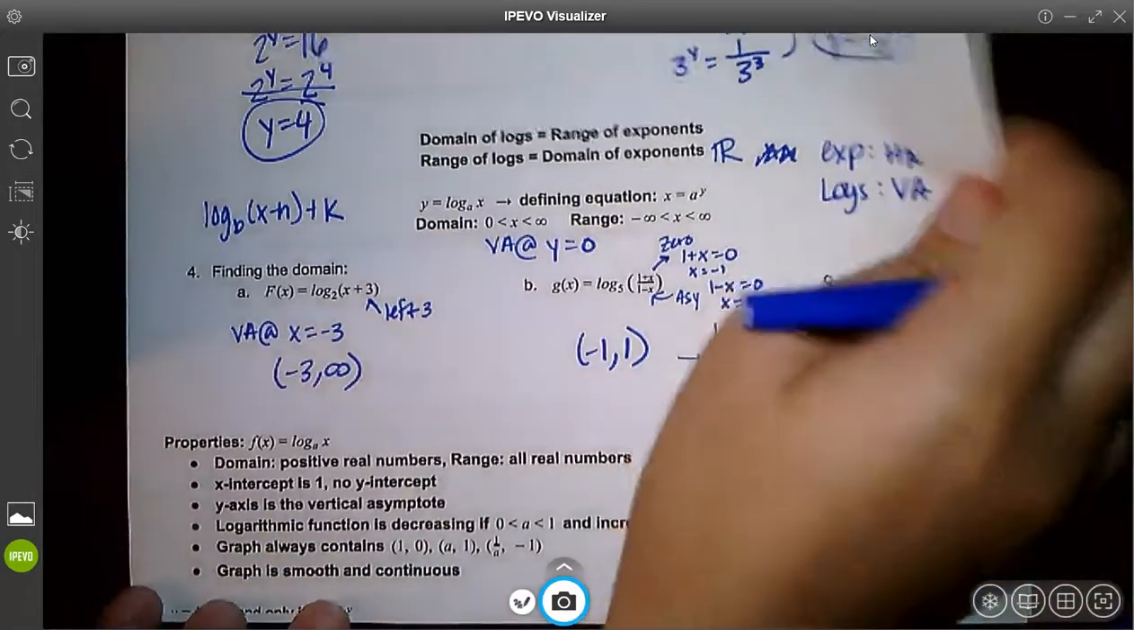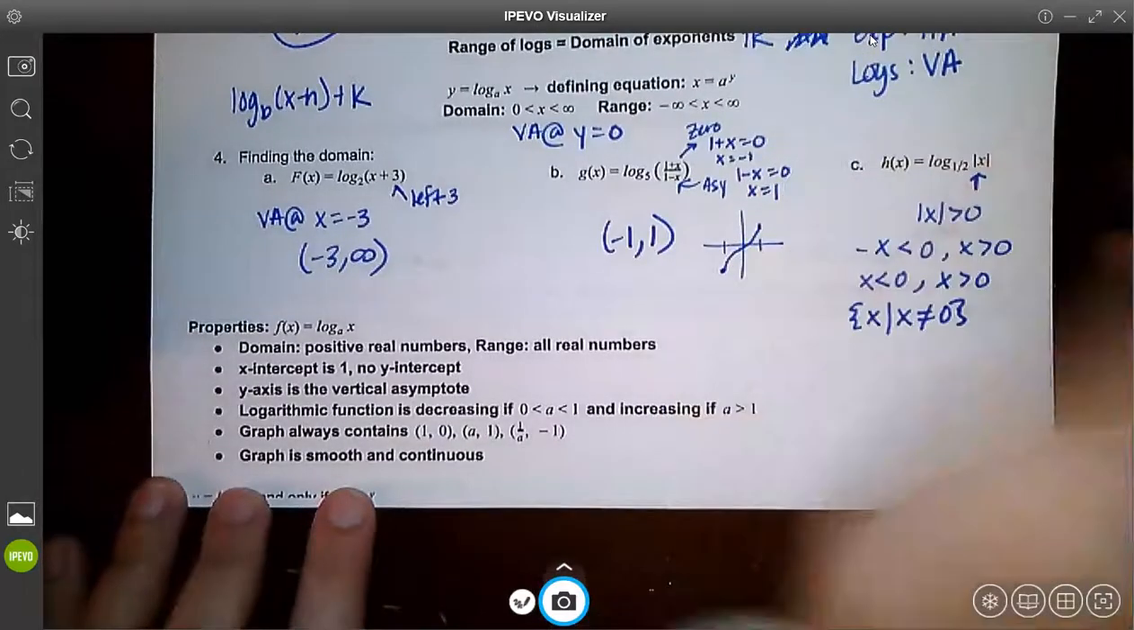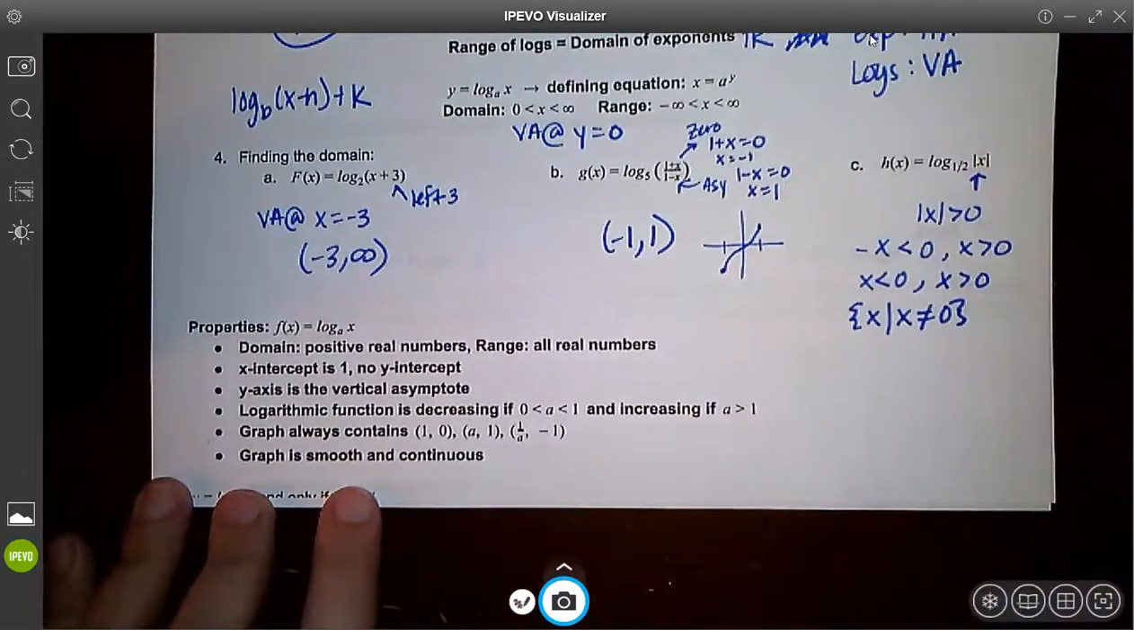Domain, positive numbers; range, all real numbers. X-intercept is 1. There's no y-intercept unless there's a shift. We have a vertical asymptote. It is decreasing if your base a is between 0 and 1, and increasing if a is greater than 1. It always contains these points if there are no shifts or reflections, and the graph is smooth and continuous.